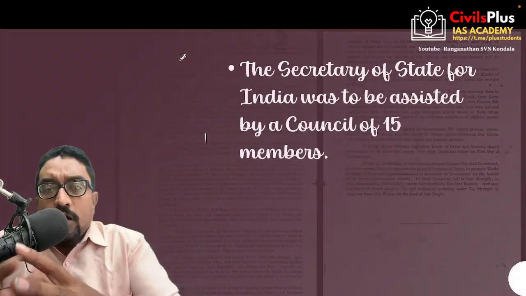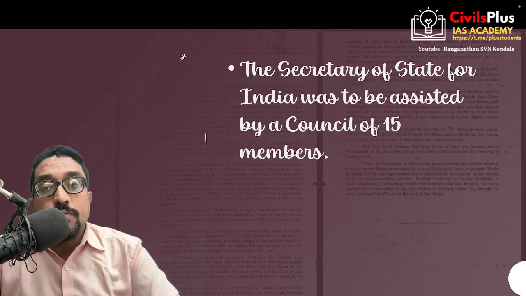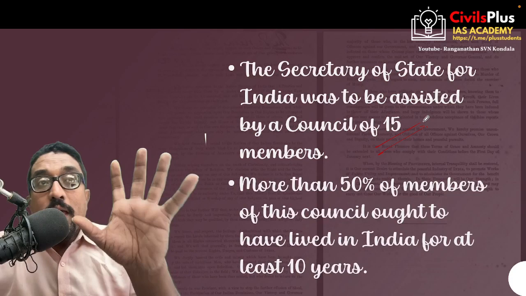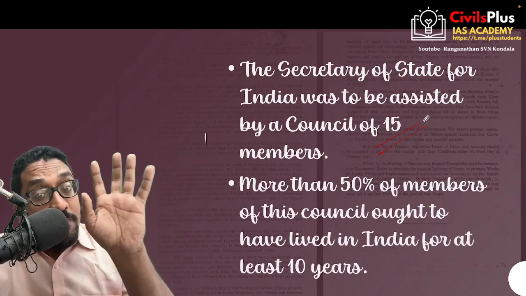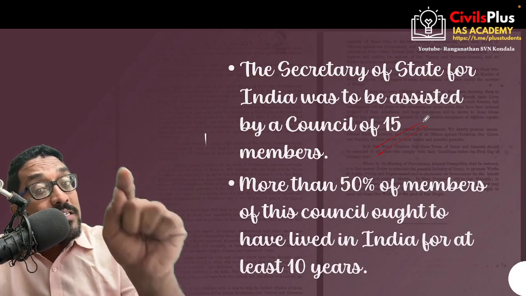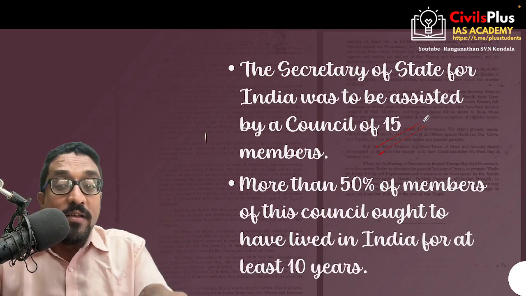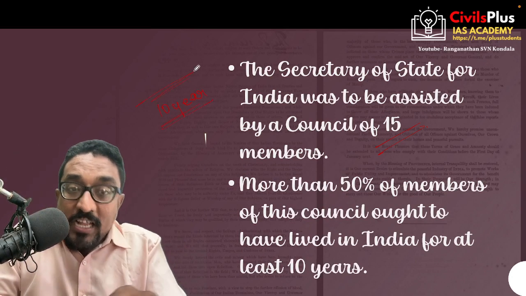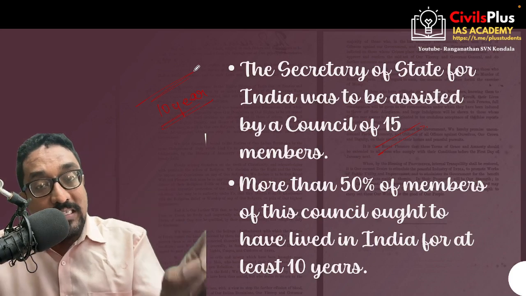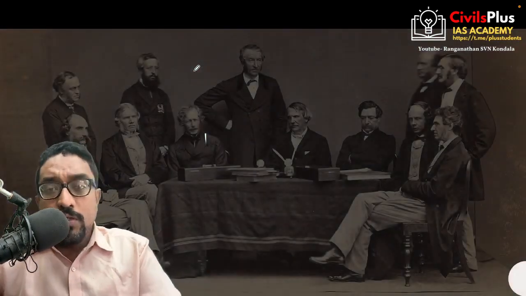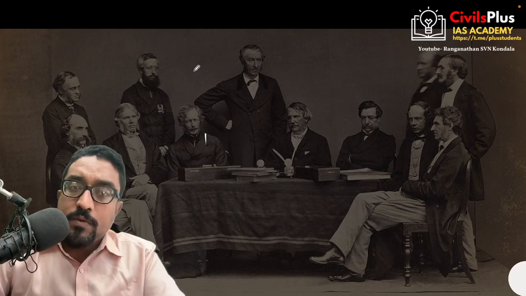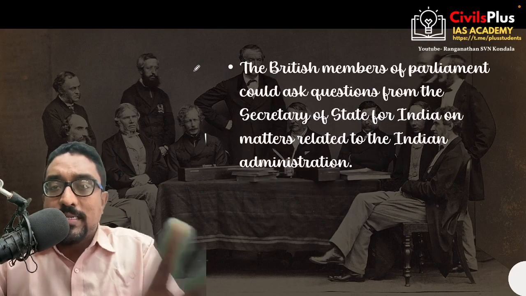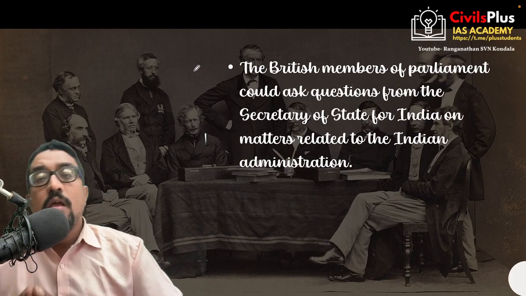Now, the Secretary of State for India was also to be assisted by a 15-member council. More than 50% of this council must have lived in India for at least a 10-year period. So at least for 10 years, they must have lived and served in India. That was a very important proposal, given the 15-member council along with the Secretary of State for India. Stanley was the first Secretary of State for India.